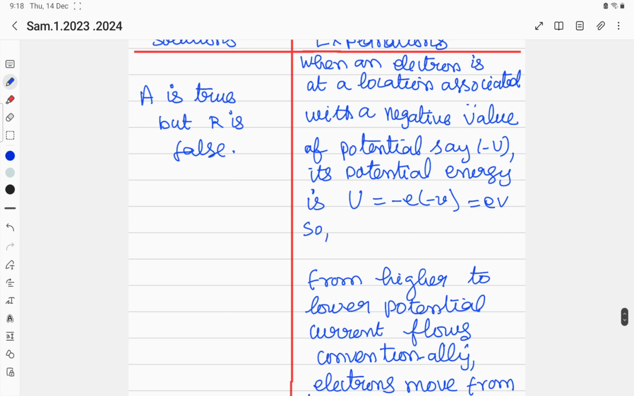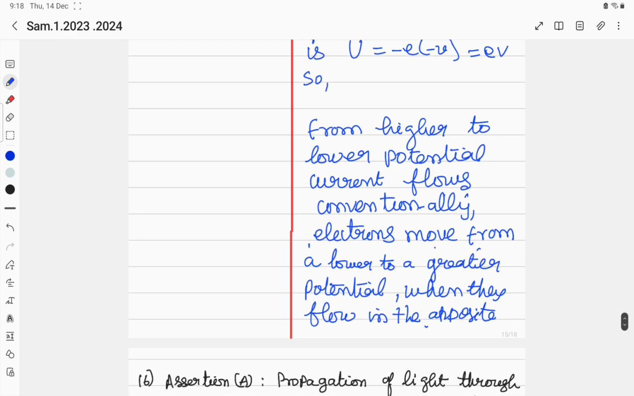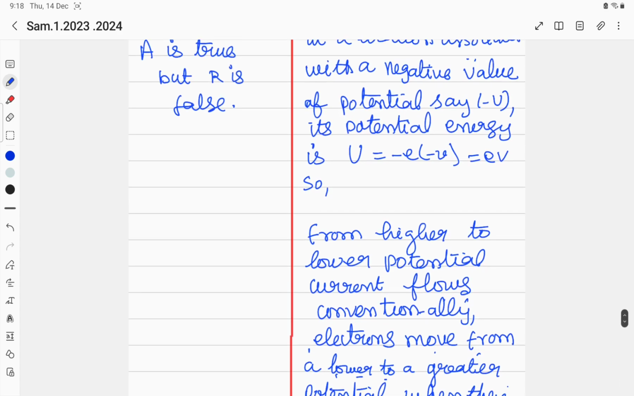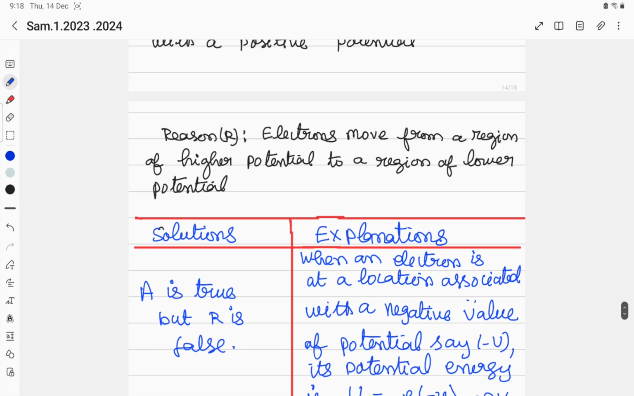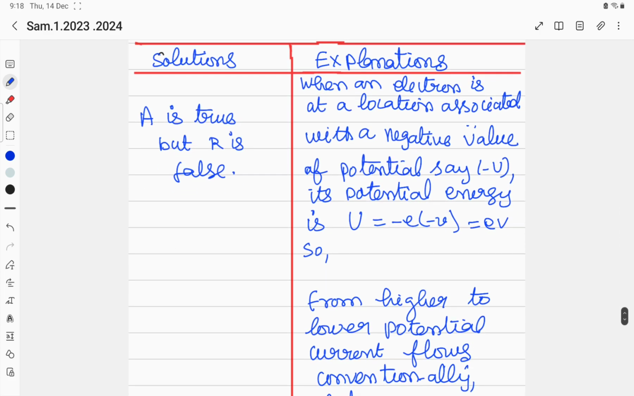Explanation. When an electron is at a location associated with a negative value of potential, its potential energy is equal to -eV. So, from higher to lower potential, current flows conventionally. Electrons move from a lower to a higher potential, since they flow in the opposite direction. Therefore, answer: A is true but R is false. That is, the statement that electrons move from a region of higher potential to a region of lower potential is wrong.